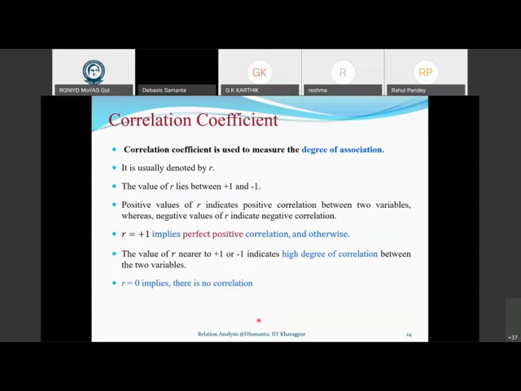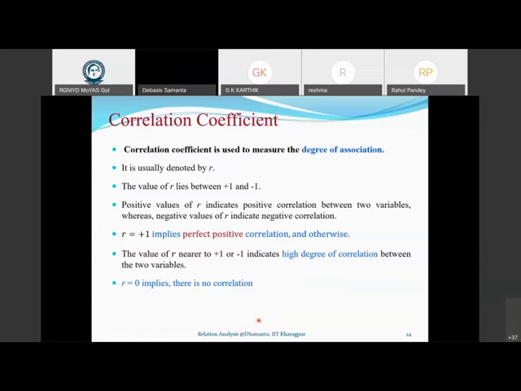The values of R always lie between +1 and -1, both inclusive. So the maximum value of R is 1, the lowest value of R is -1, and in between there is zero. If R is positive, then we say there is a positive correlation. If the value of R is negative, then we say negative correlation. If R equals 0, then we say we don't have any correlation. So from the value of R, we can understand whether it is positive, negative, or no correlation.